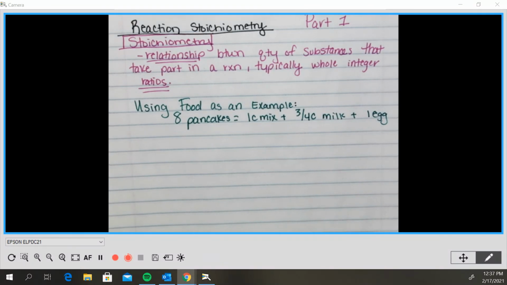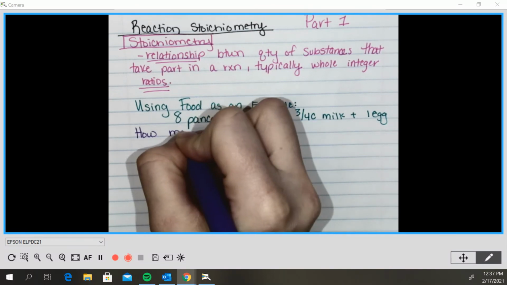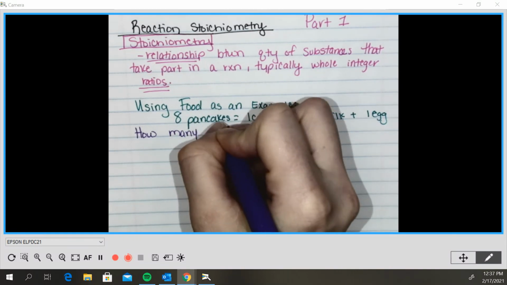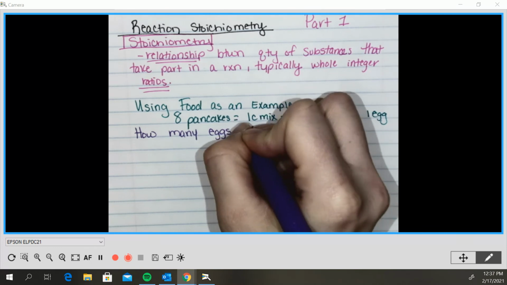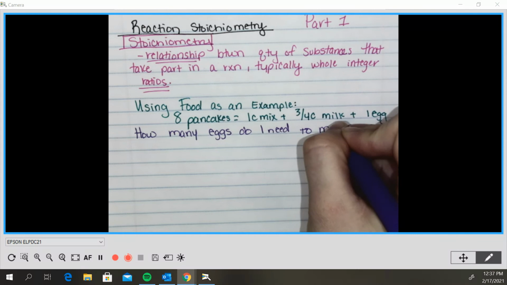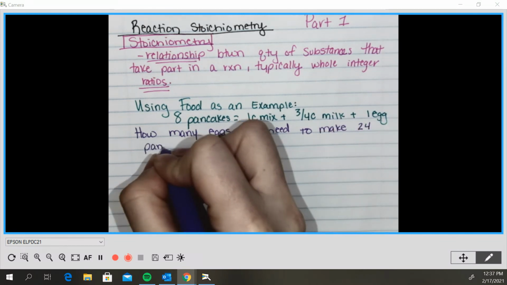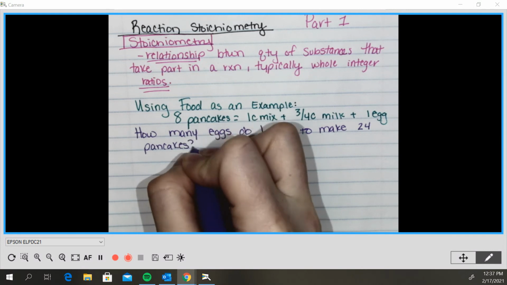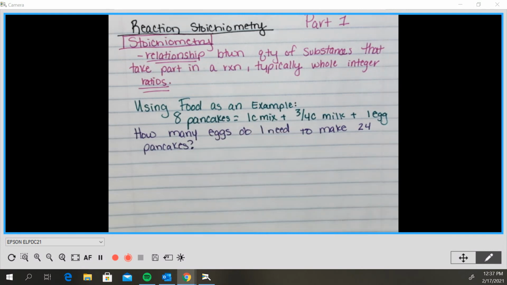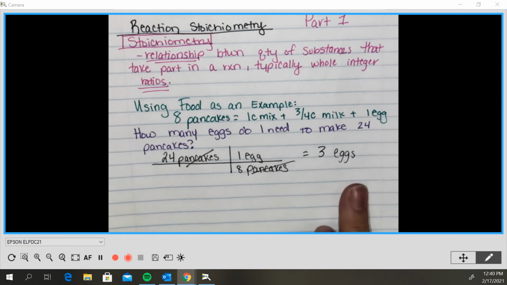My question to you: how many eggs do I need to make 24 pancakes? Take a second and think about that question. Stoichiometry is similar. We use balanced chemical equations instead of recipes.